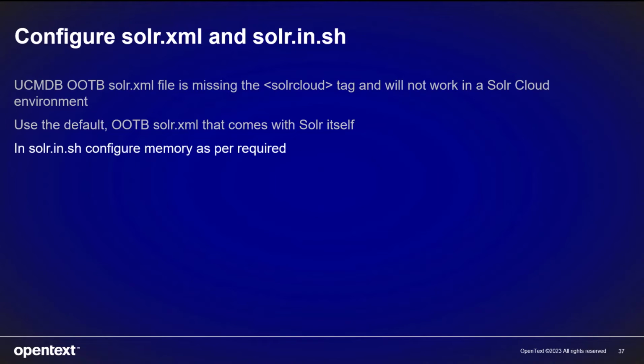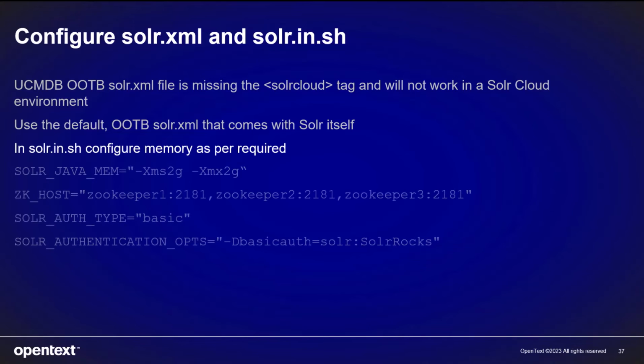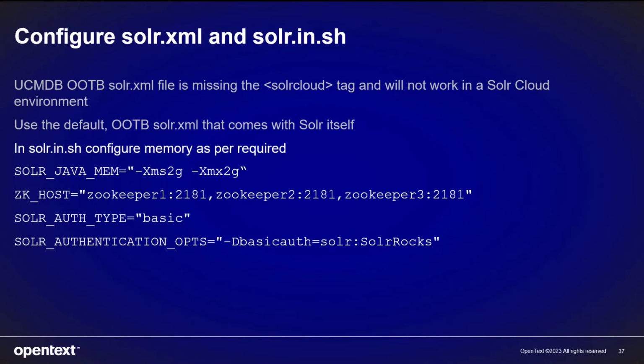Within the solr.in.sh file, which serves as the configuration startup file for Solr, you need to have the flexibility to adjust the memory settings as needed. In this instance, I've configured it to allocate a minimum and maximum of 2 gigabytes of memory. Additionally, I made a modification to set the ZK hosts to the Zookeeper hosts along with their respective ports.